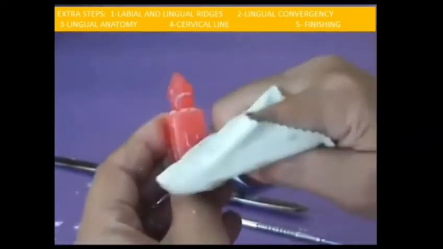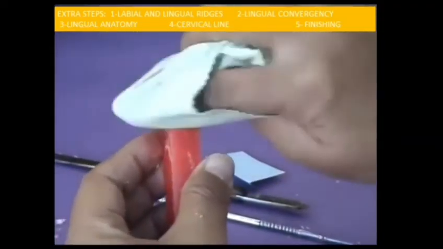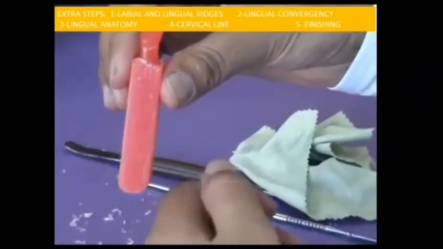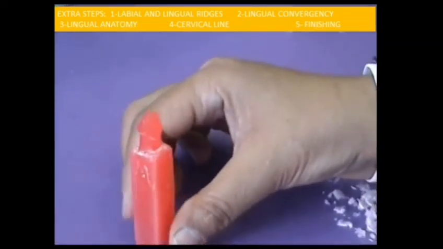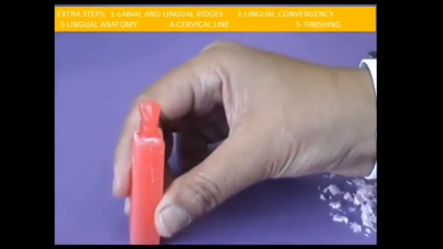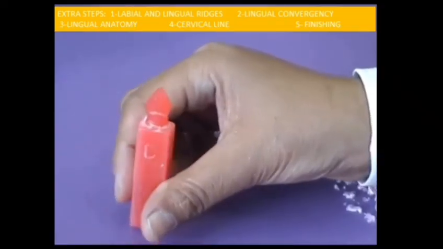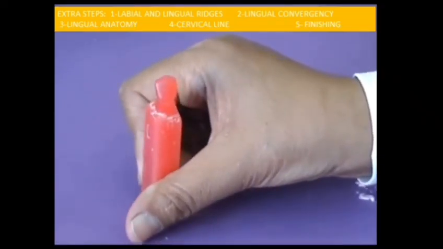Here is our canine. This is the labial surface of the canine. We have a trapezoid outline with cusp tip and cusp slopes. And here is the lingual with two lingual fossae. And the mesial and distal, take care that the geometric outline is a triangular one. And finally, thank you.